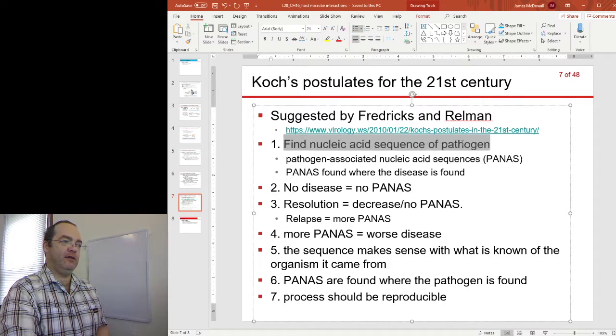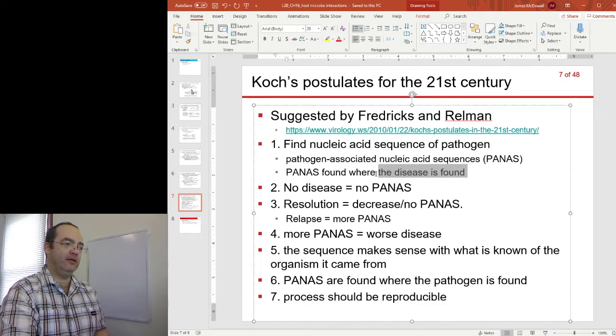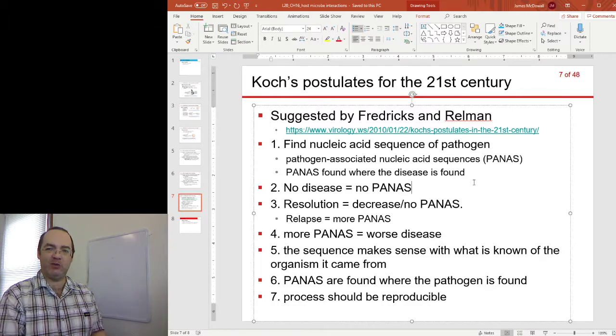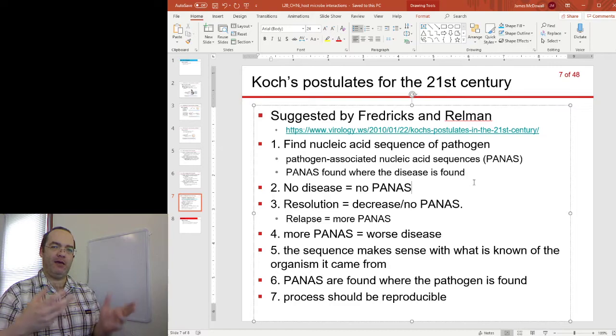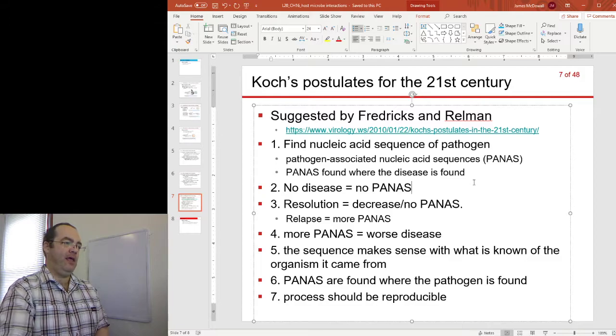So you find pathogen nucleic acid sequences in organisms that are sick. And you would find the sequences where the disease is found. So if the disease is a respiratory disease, you would find the sequences in the lung. If the disease was a UTI, you would find the sequence in the tract. If there was no disease, you wouldn't find the sequences, or at least you would find a very low number of sequences. Once you got over the disease, the sequence number would decrease.